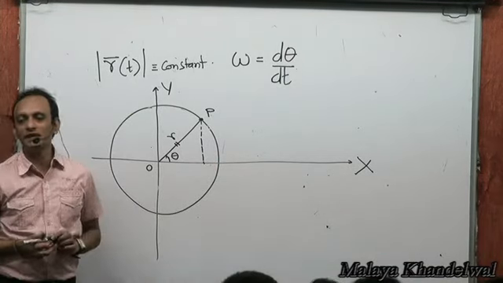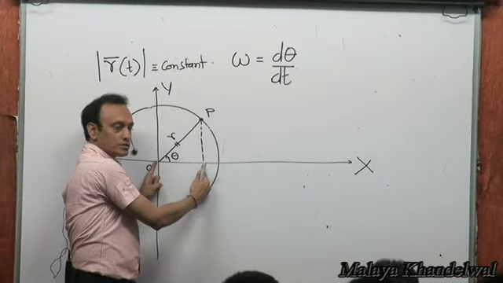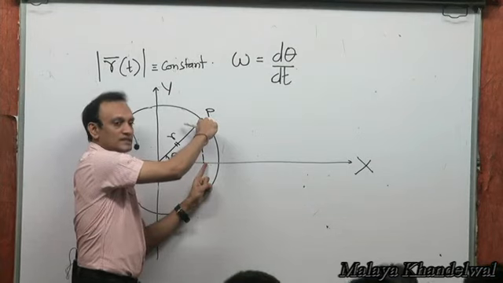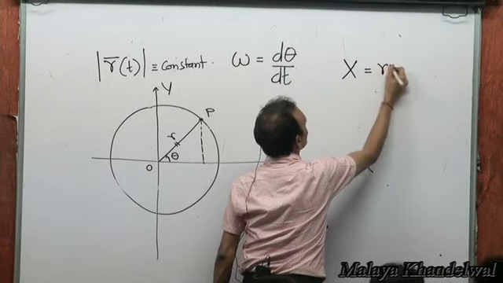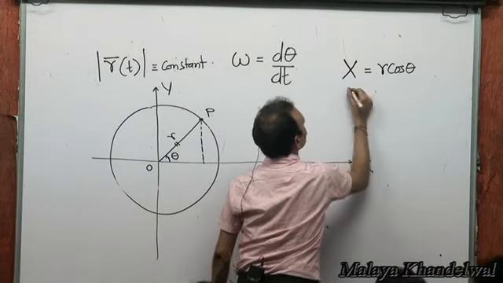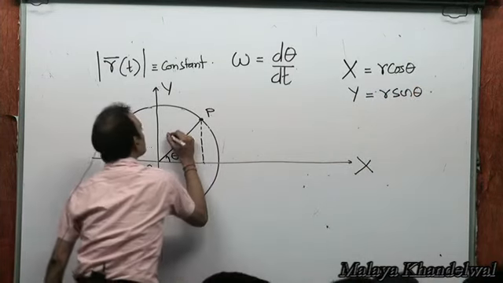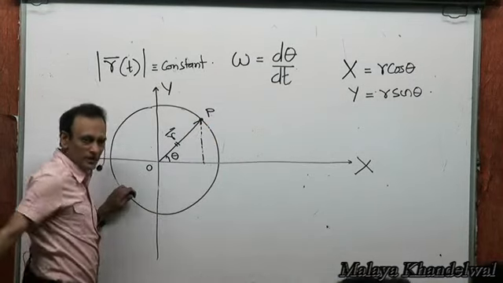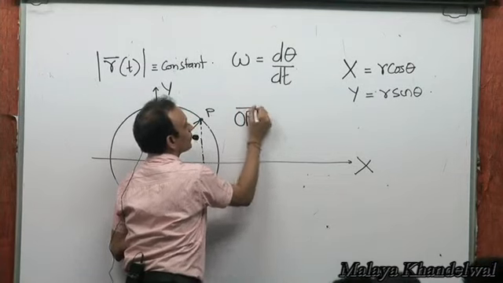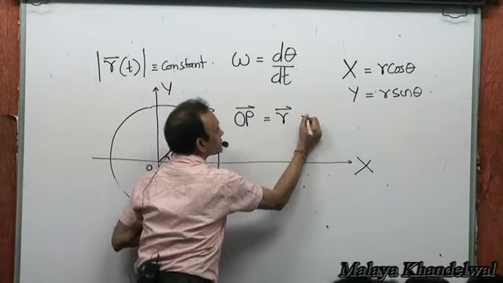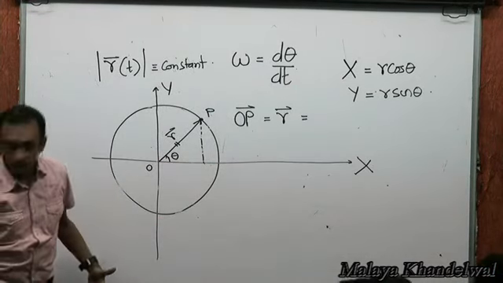What would be the coordinates of P? What would be the x coordinate of P? R cos theta, isn't it? What would be the y coordinate of P? R sin theta, right? So x coordinate of P is going to be R cos theta, y coordinate of P is going to be R sin theta. Yes or no? And therefore the position vector of P, which is OP, right? Given by R is going to be x i cap plus y j cap, isn't it?